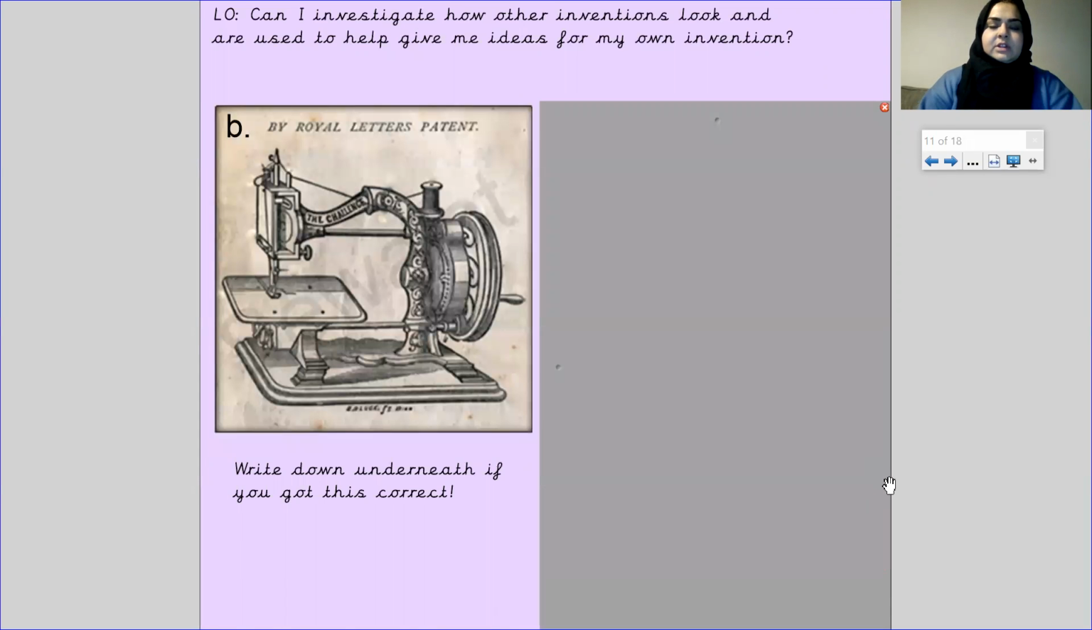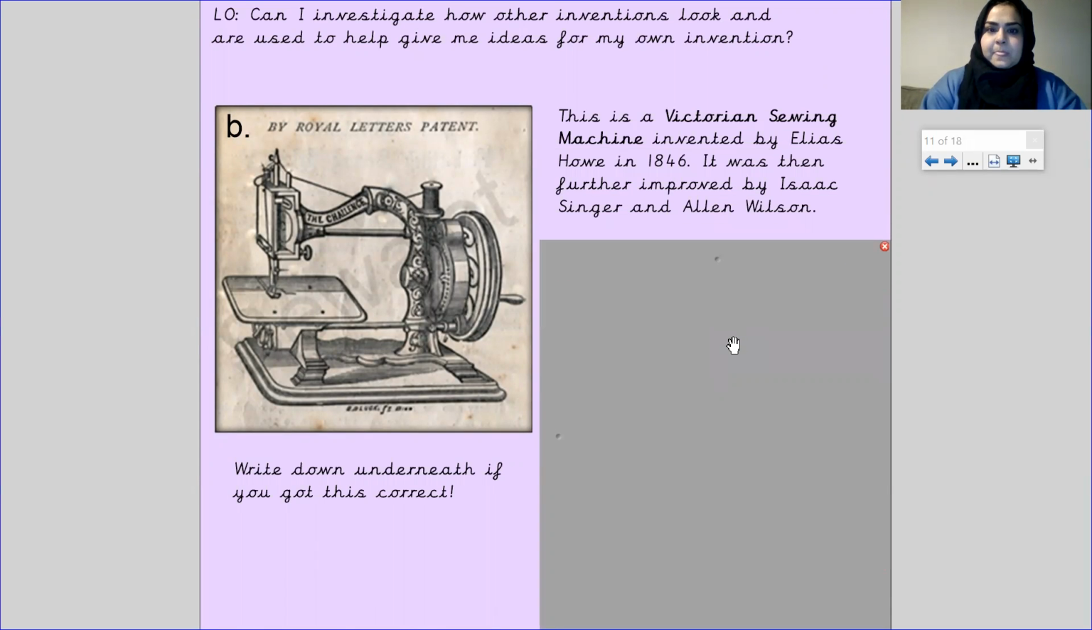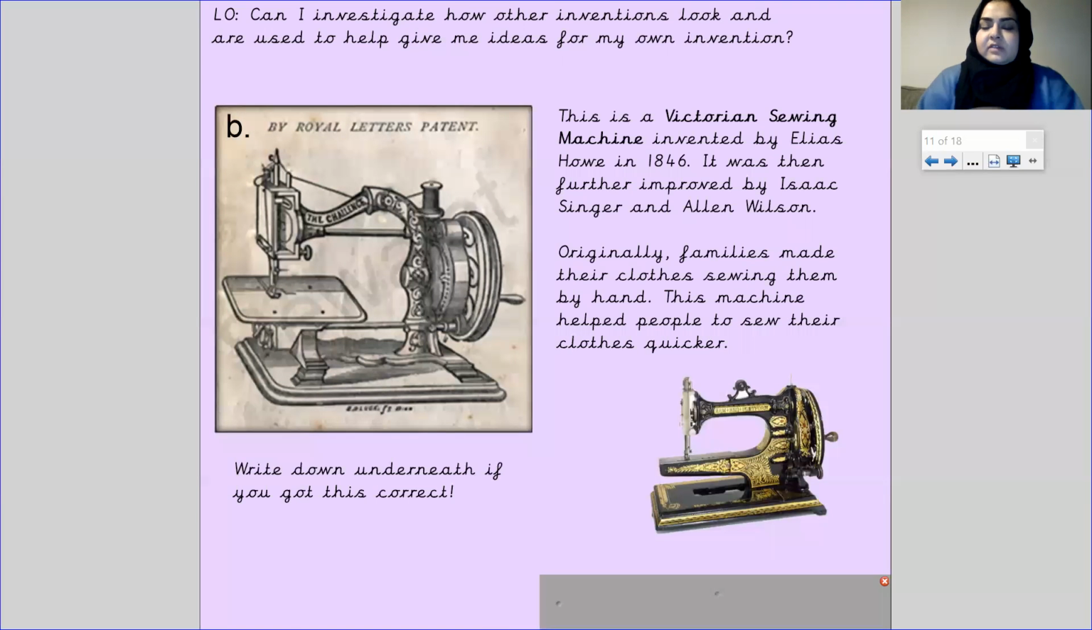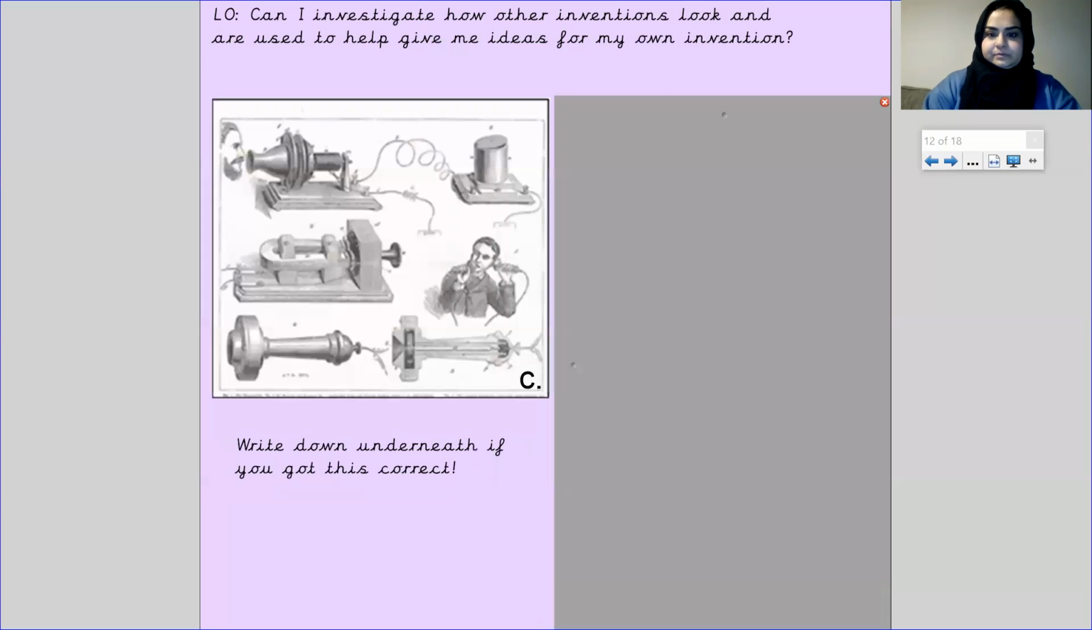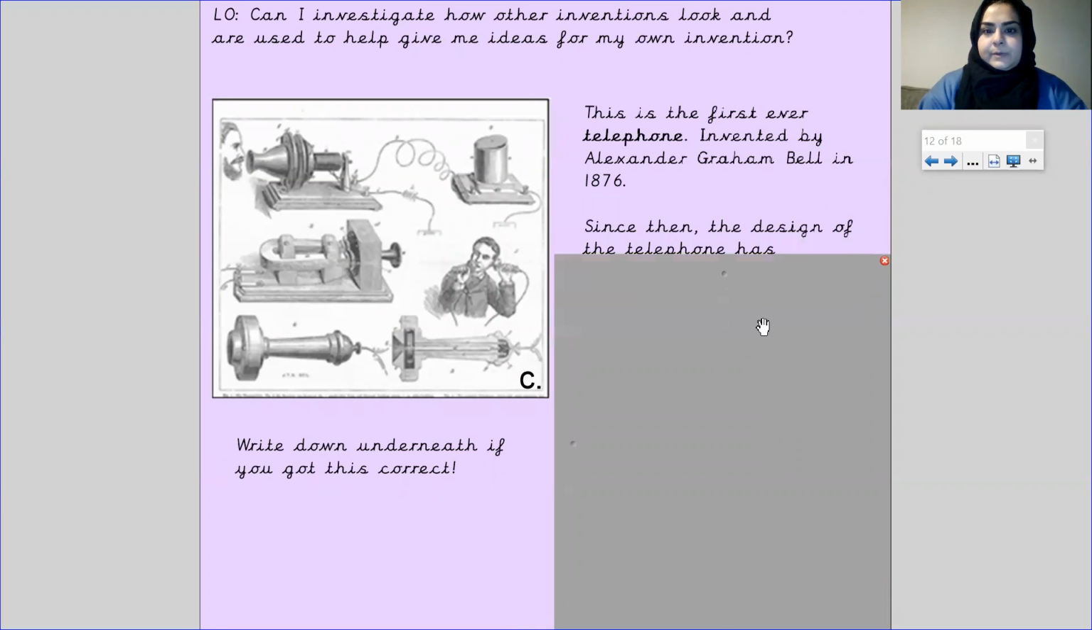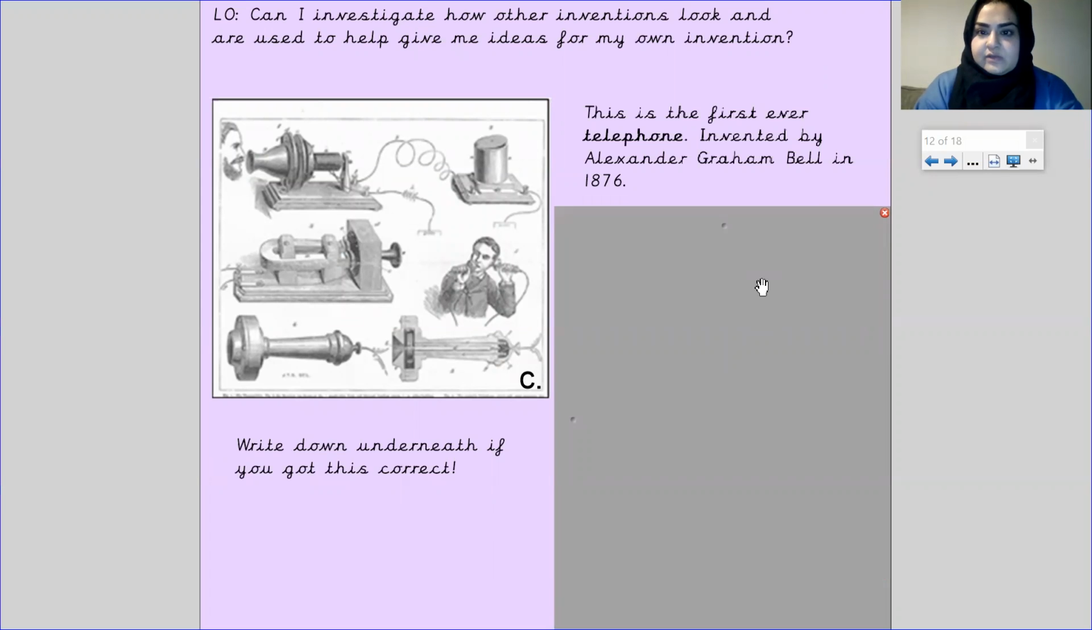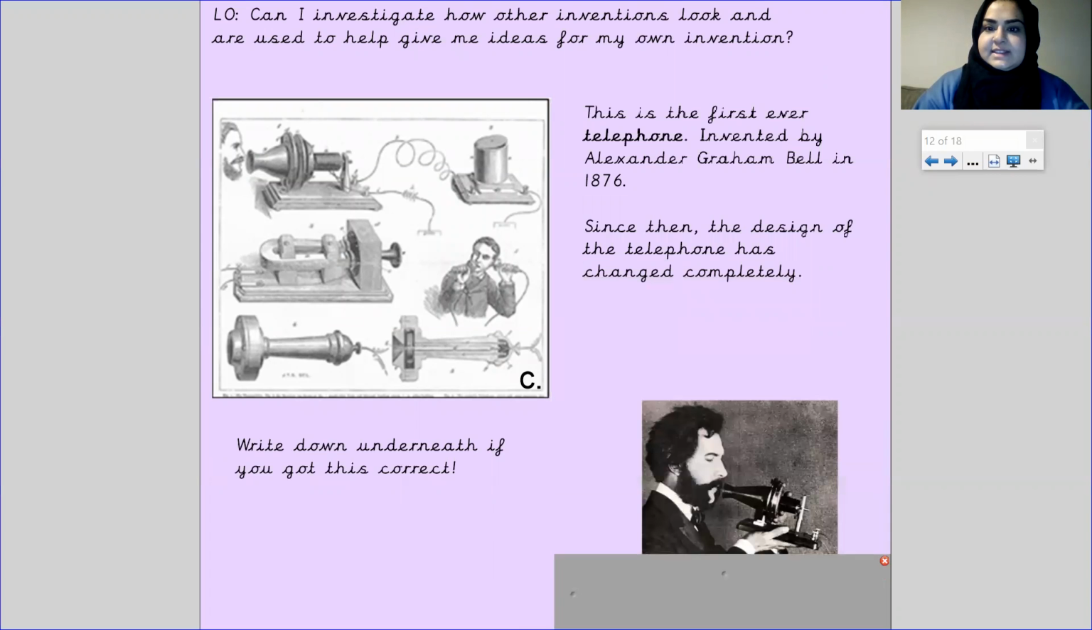And uncomfortable. Okay. This is a Victorian sewing machine invented by Elias Howe in 1846. It was then further improved by Isaac Singer and Allen Wilson. Originally, families made their clothes by sewing them by hand. This machine helped people to sew their clothes quicker. This is the first ever telephone, invented by Alexander Graham Bell in 1876. Since then, the design of the telephone has changed completely.